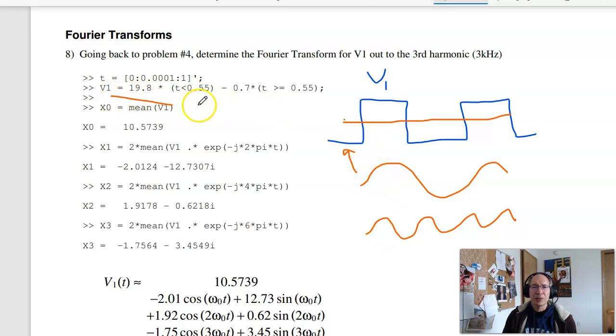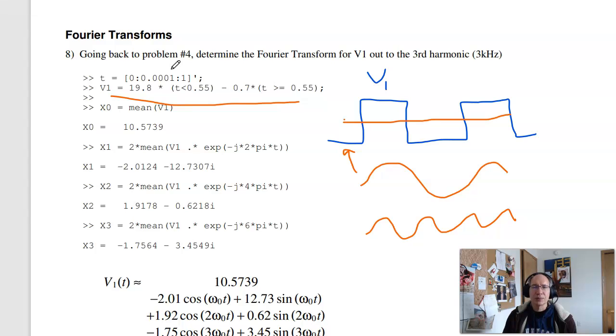First step is to input V1 into MATLAB. I just said let's go from 0 to 1 second, in steps with 10,000 points. V1 is 19.8 volts 55% of the time, minus 0.7 volts for the remainder of the time. And again, you could use 20 if you wanted. I used 19.8 just to make the answers match up with CircuitLab a little bit closer.